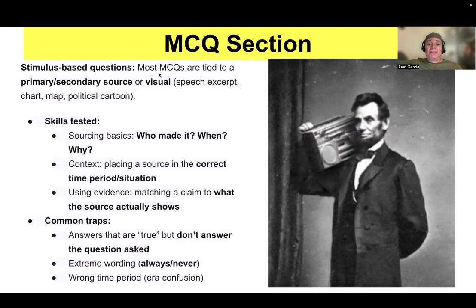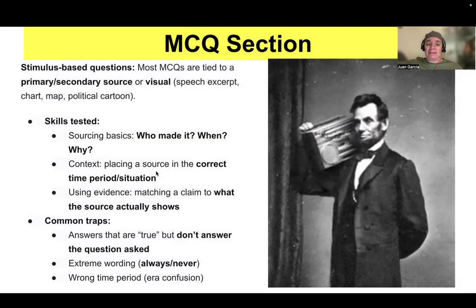There are 55 questions. Most MCQs are tied to primary, secondary sources or visuals. So there might be a political cartoon, there might be a map, there might be some excerpts of historical documents, either primary or secondary sources. What you guys are going to be tested is about sourcing. Think about who made it, when, and why. So again, we're going back to the HIPPO, historical thinking skills.